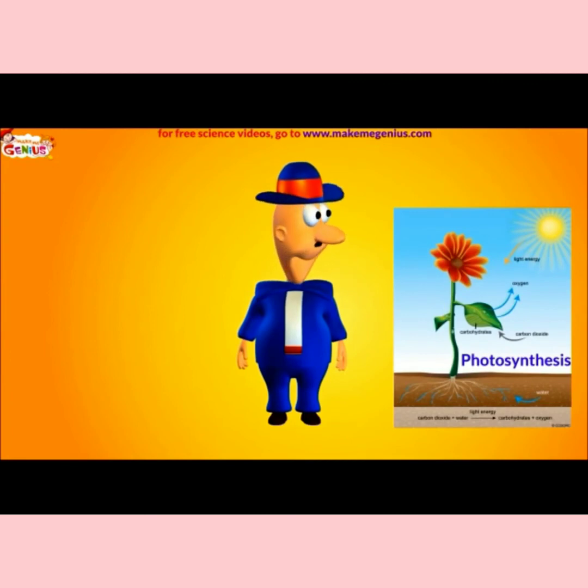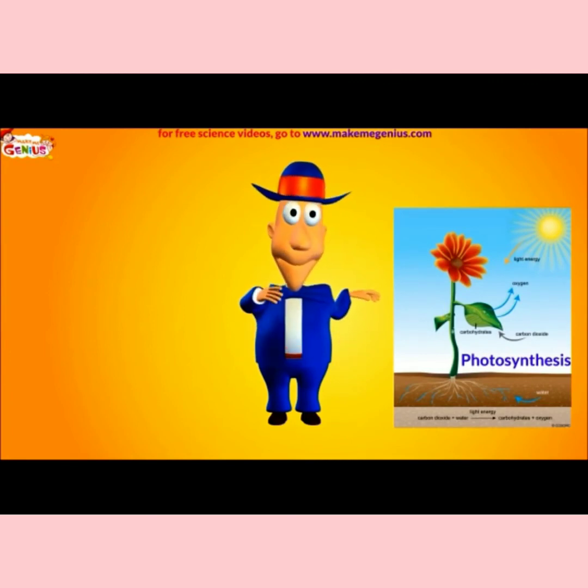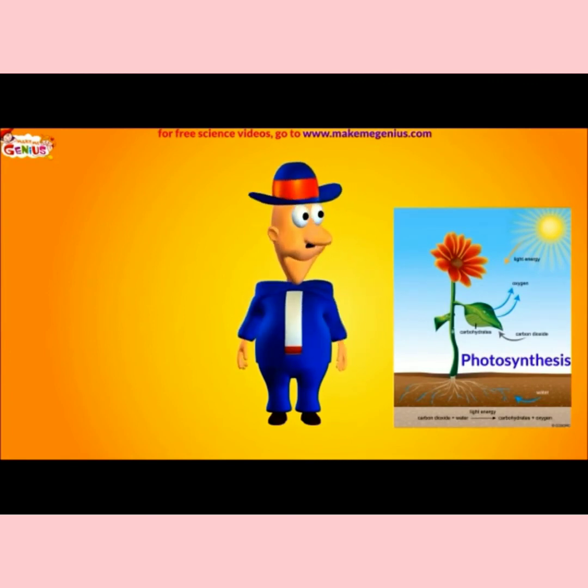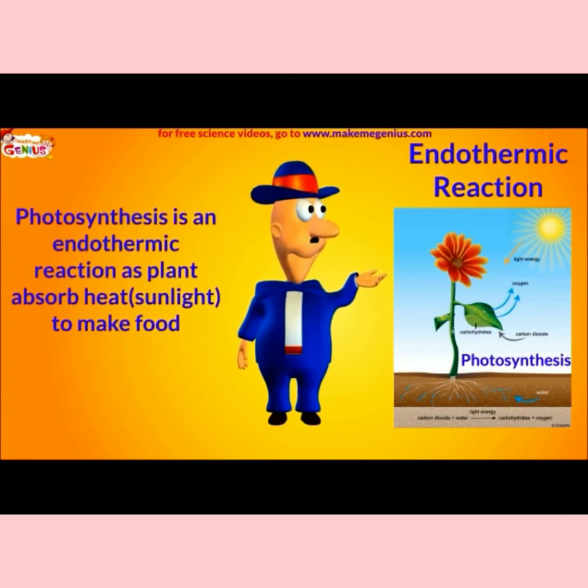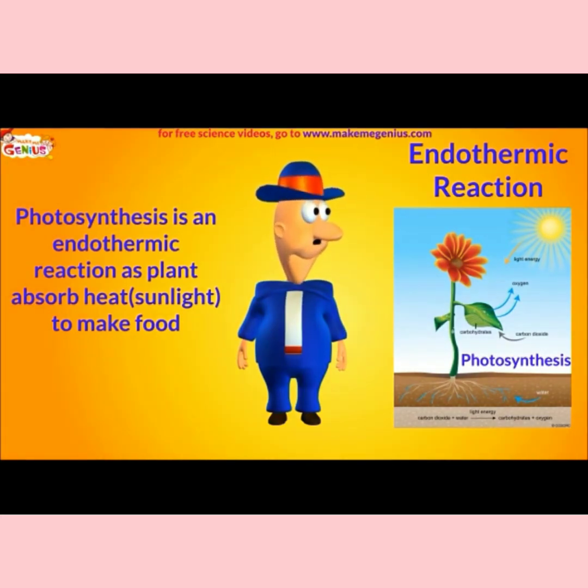Look at this picture. This picture is a photosynthesis process in plants. Can you tell which reaction this is? You have understood it well. Photosynthesis is an endothermic process as plants take heat energy from the sun and convert them into glucose with the help of water and carbon dioxide.